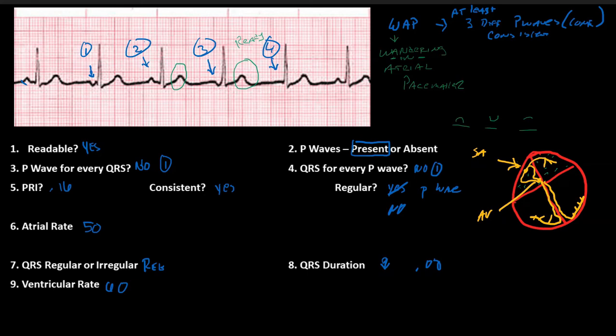And the next thing we'll take a look at for wandering atrial pacemakers is going to be pretty much the same thing, only we're going to speed it up and make it faster. And that's when people will call it a multifocal atrial tachycardia. I know, really big fancy words for essentially the same thing, but we're making it faster.